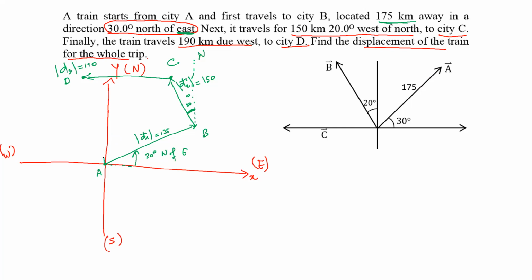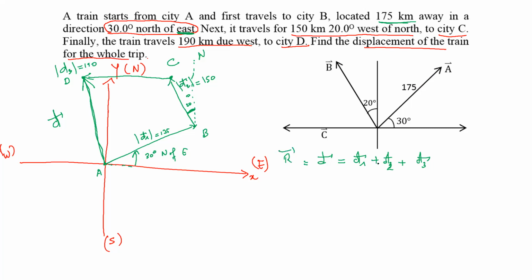Meaning, find this vector here. So this is the total displacement. Let me call it D. So here D in reality will be equal to the first displacement plus the second displacement plus the third displacement. I give you the magnitude and direction of the first displacement, magnitude and direction of the second displacement, and magnitude and direction of the third displacement. So D here, the displacement of the train, is a resultant, meaning it's a sum of three vectors.